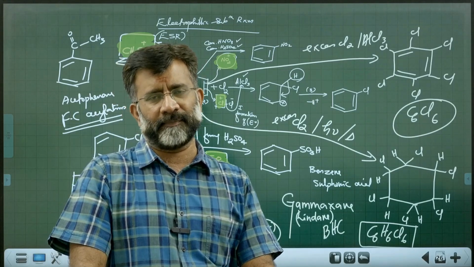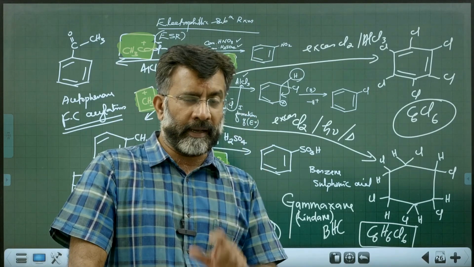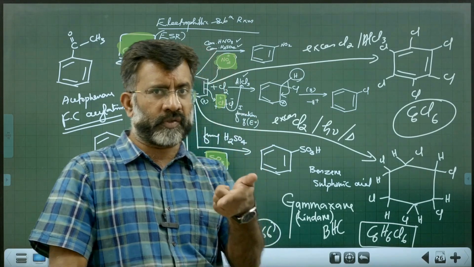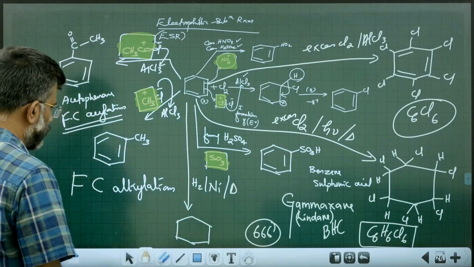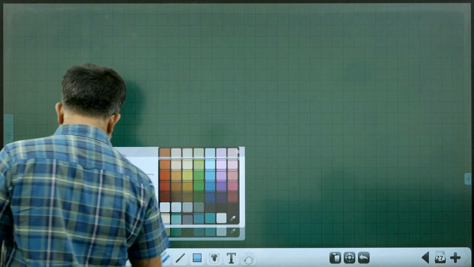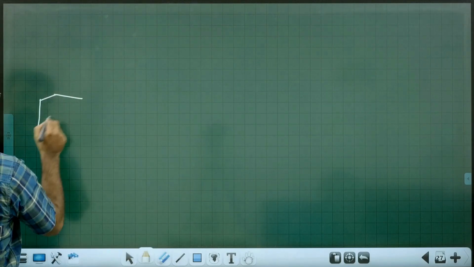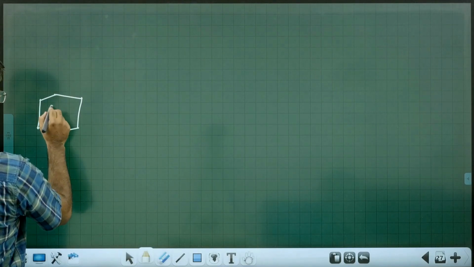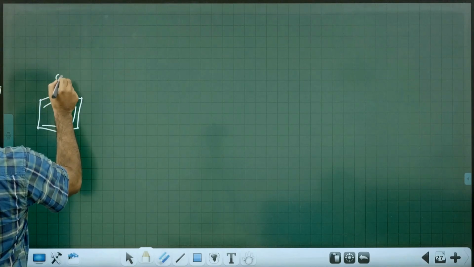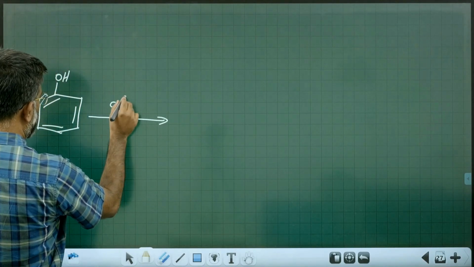Is it clear? Now to wind up the topic, a very important one: the directive influence of the existing group. For example, suppose we have the compound, say phenol. The OH group is already there and you are trying to chlorinate it.